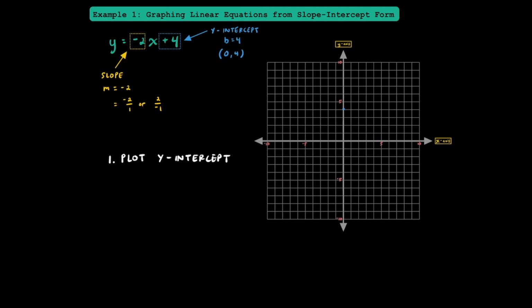First, you're always going to start by plotting the y-intercept, and in this case it's 0, 4. Then we're going to use the slope. If you're using the -2 over +1, that means you're going to go down 2 and to the right 1. You can do this repeatedly to get more points on the line.